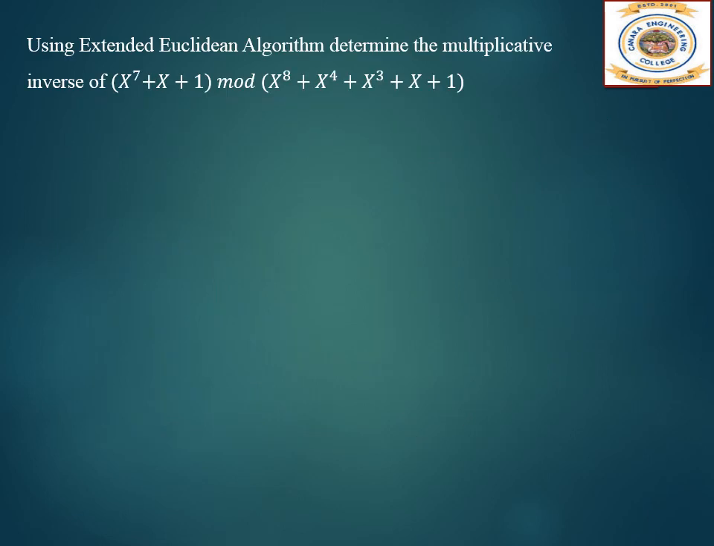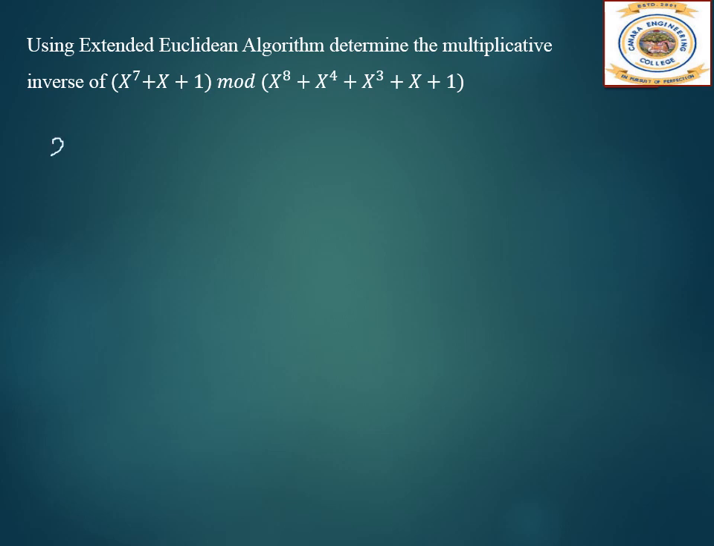Now let us find the multiplicative inverse of a polynomial using the extended Euclidean algorithm method. Here the given polynomial is x to the power 7 plus x plus 1 mod x to the power 8 plus x to the power 4 plus x cube plus x plus 1. First let us find the GCD. How to find the GCD? We have to divide the polynomial x to the power 8 plus x to the power 4 plus x cube plus x plus 1 by x to the power 7 plus x plus 1. So let me just divide that.